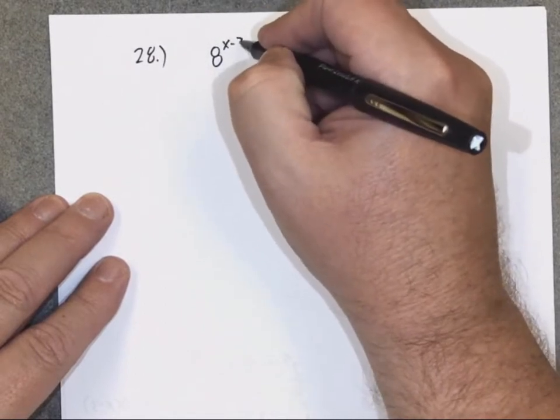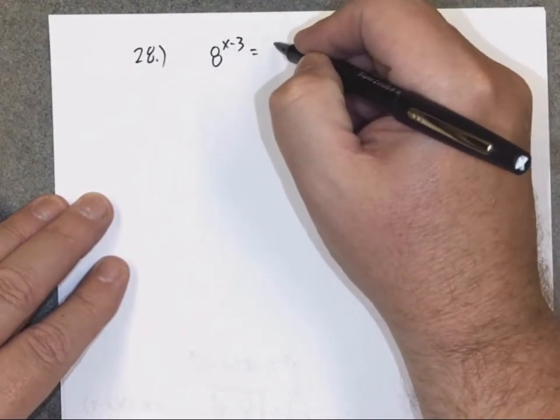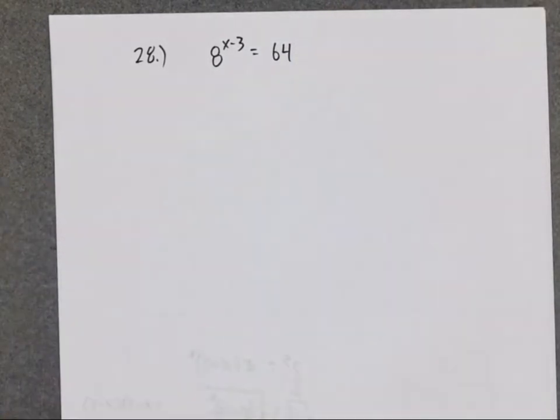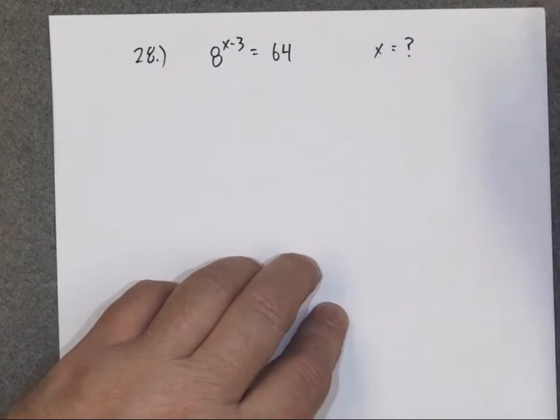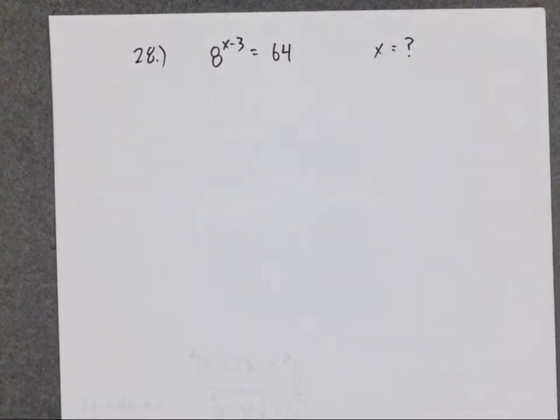8 to the x minus 3 equals 64. And it says, express irrational solutions in exact form and as a decimal round to 3 decimal places. So I think what they're saying is when we solve for x, at first they don't want us to use our calculator to get an actual number. Just leave it. It might end up being some logs or whatever. Leave it like that. And then they say, then go ahead, grab your calculator, and give an actual decimal number.